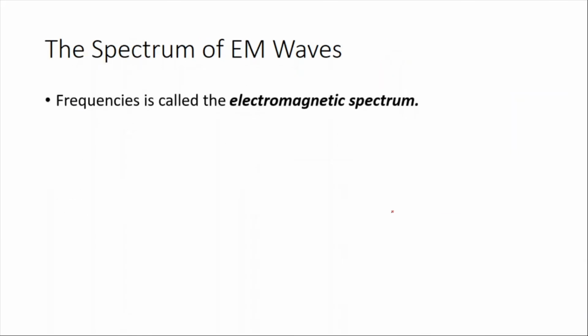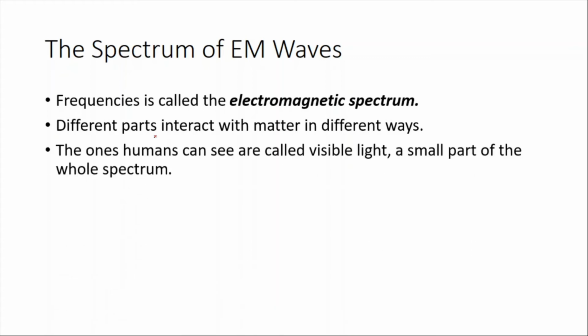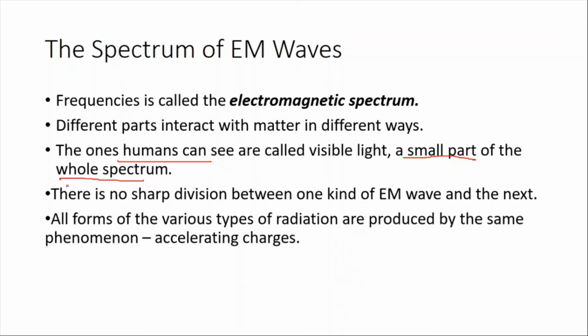Let's look at the spectrum of electromagnetic waves. All frequencies of electromagnetic waves are called the electromagnetic spectrum, and different parts of the electromagnetic spectrum interact with matter in different ways. The visible light is the light detected by the human eye, and it makes a very small part of the whole spectrum. I will now show you the whole spectrum. There is no sharp division between one kind of electromagnetic wave and the next one. And the most important thing here is that all types of the electromagnetic spectrum are produced by accelerating charges.